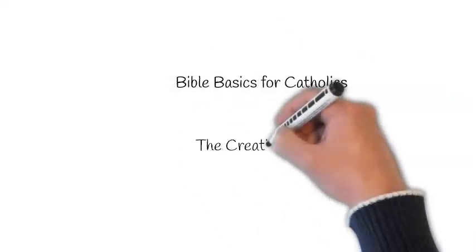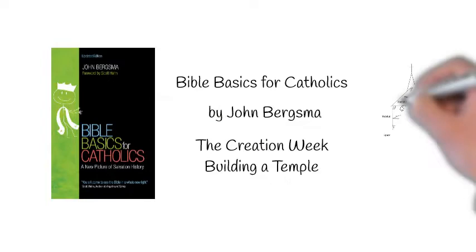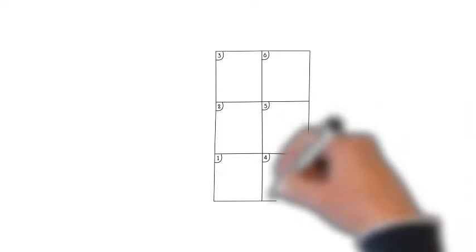Let's take a look at how John Bergsma illustrates the creation story in his book, Bible Basics for Catholics. To illustrate the days of creation, let's draw a tall box and divide it into six squares. Make the box as big as you can because we'll need to draw inside each square. Now, number the squares 1 through 6 starting in the bottom left-hand corner, like so.